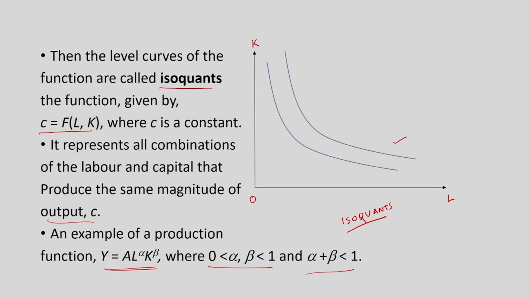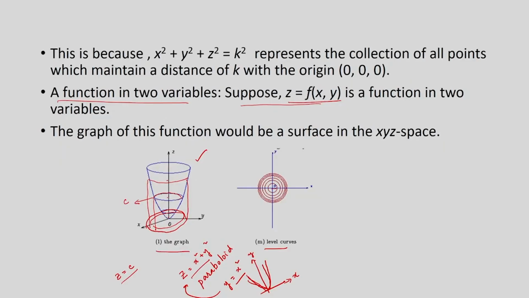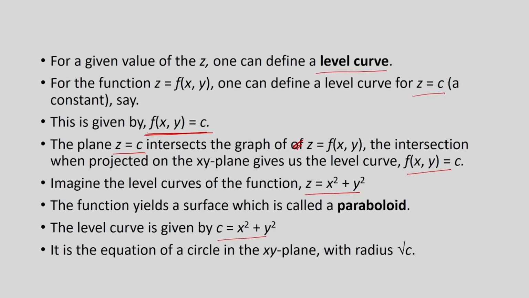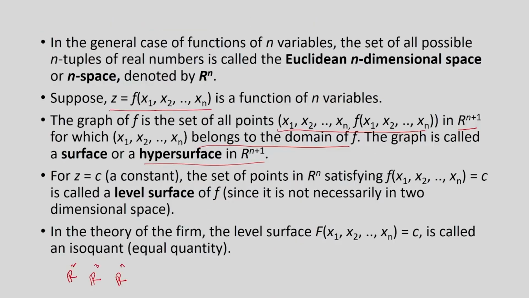So, this is just a parallel of what we have seen before. Here you had a paraboloid, which was also a surface, and here you have a sort of dome kind of shape for a Cobb-Douglas production function, but that dome is itself a surface, like a tent kind of surface. And now we are saying that for a general case, this is called a hypersurface or a surface in general.